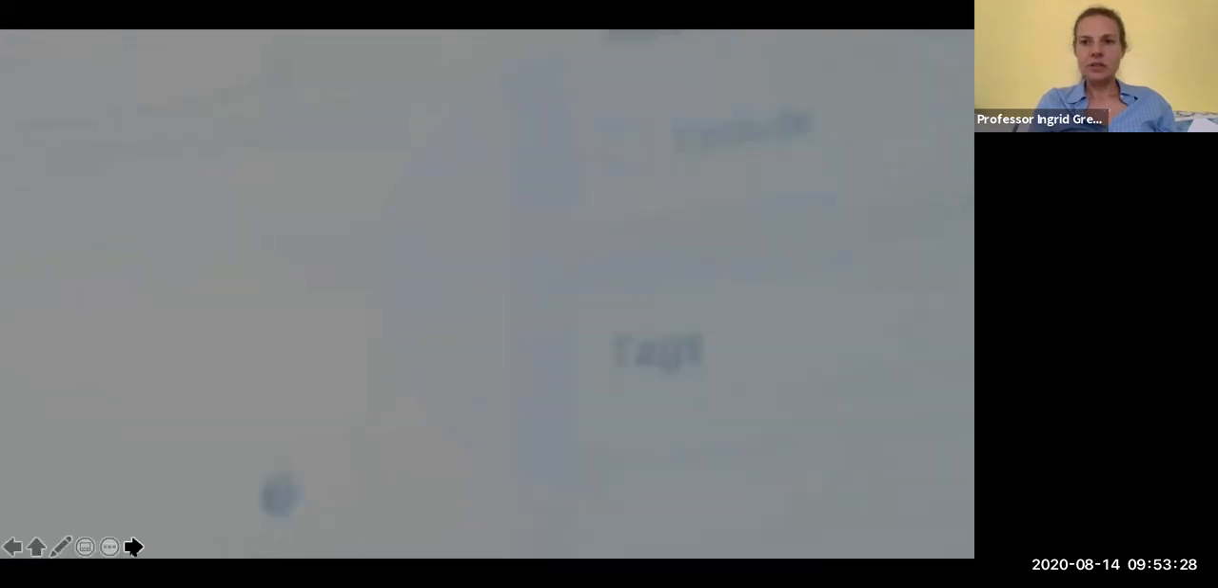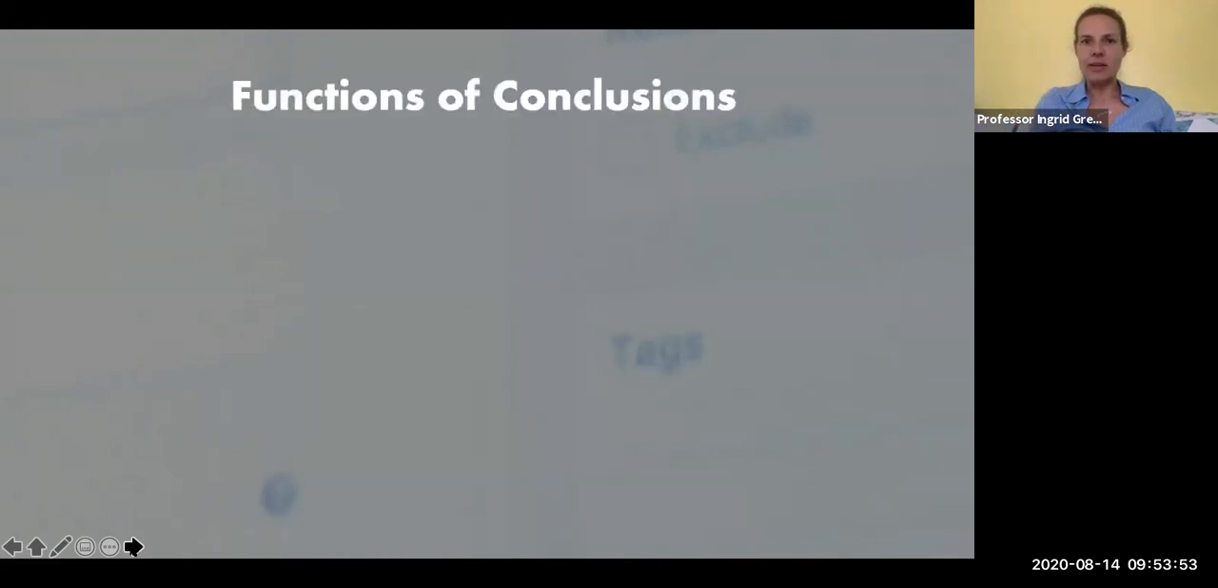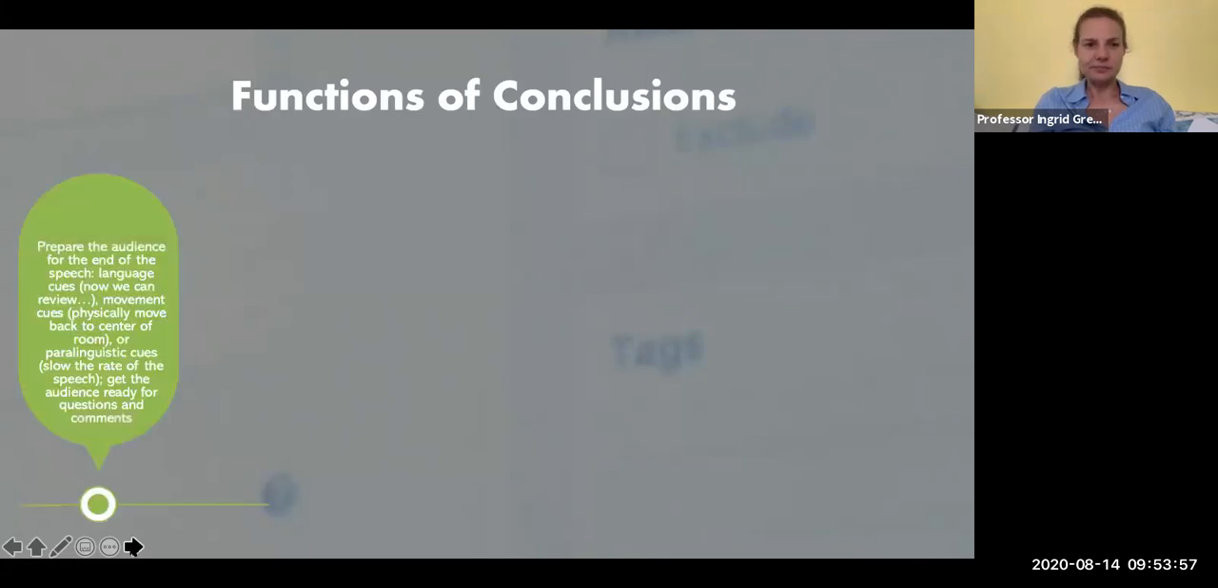The functions of conclusions. Before I hop into this, I also want to reiterate what we talked about in organizing and outlining your speech, that your introduction should have just those 3, 4, 5 sentences, right? Your thesis, your preview statement, your introduction sentence, etc. So just making clear that it's clear and succinct, 4 or 5 sentences before you get into your body. Okay, let's hop into the functions of conclusions.